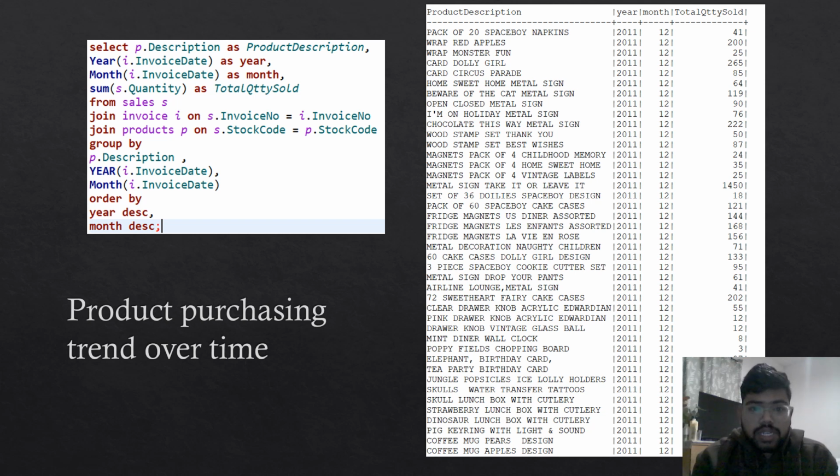So from the invoice table, using the invoice number, we are joining both the invoice table and the sales table. And using the stock code, we are joining the products table and the sales table. So that we can group by each description, using the description from the products table, and the invoice number and invoice date, so that we can group them in the order we need. And we are ordering it in descending order based on the year and month, so that we can know from the recent to the oldest what the most trendy products are. So this is it, and let's get into the next question.